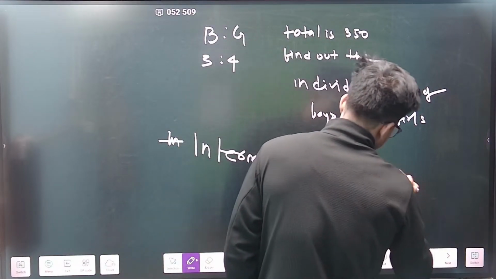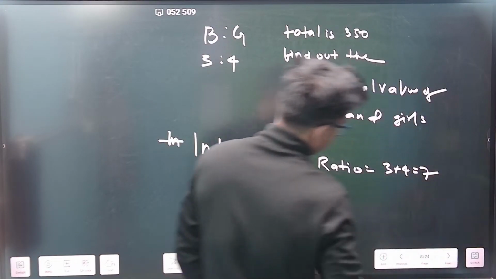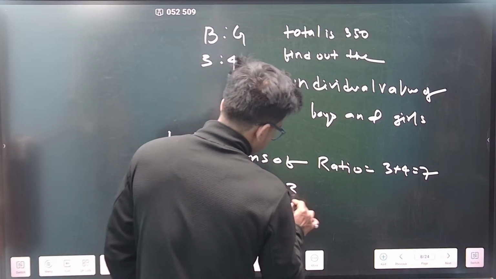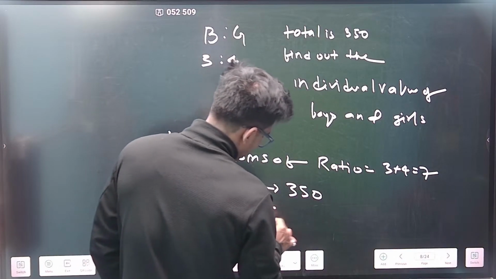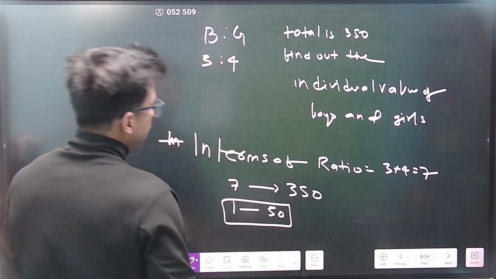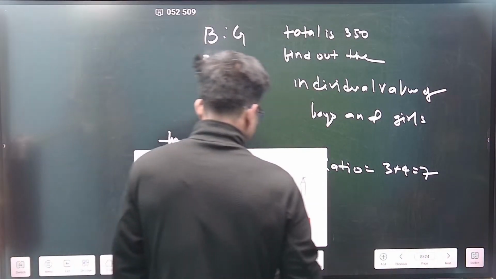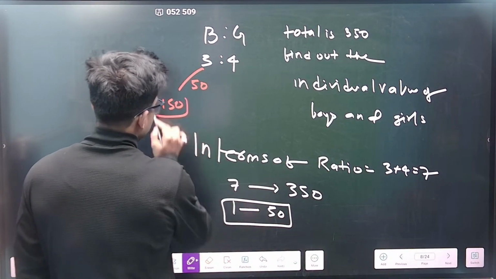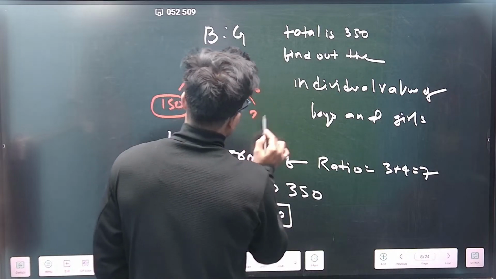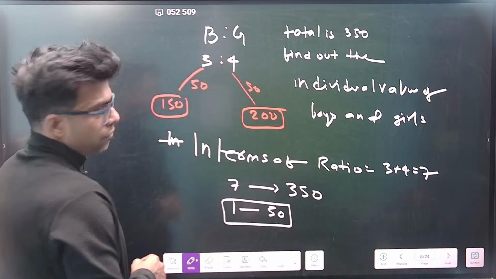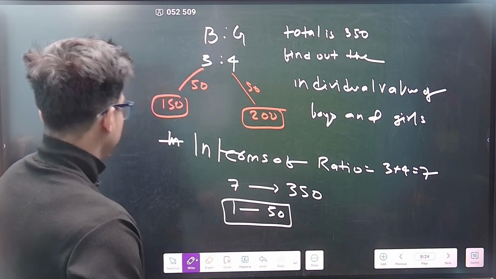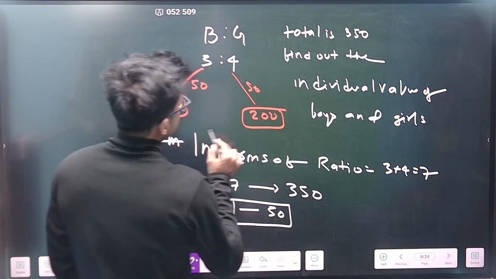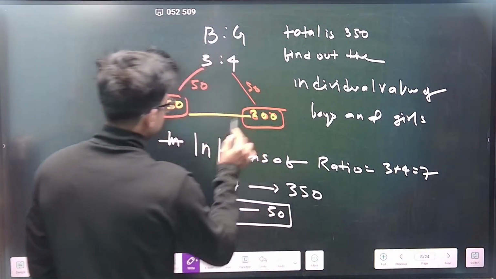total is 3 plus 4, which is 7. Can I say 7 is equivalent to 350? 1 would be equal to 50. If 1 is equivalent to 50, then 3 would be equivalent to 3 into 50, which is 150, and 4 into 50, which is 4 5s are 20, 200. So you can see now you have separate numbers. Basically, boys are 150 and girls are 200. Adding up gives you 350.